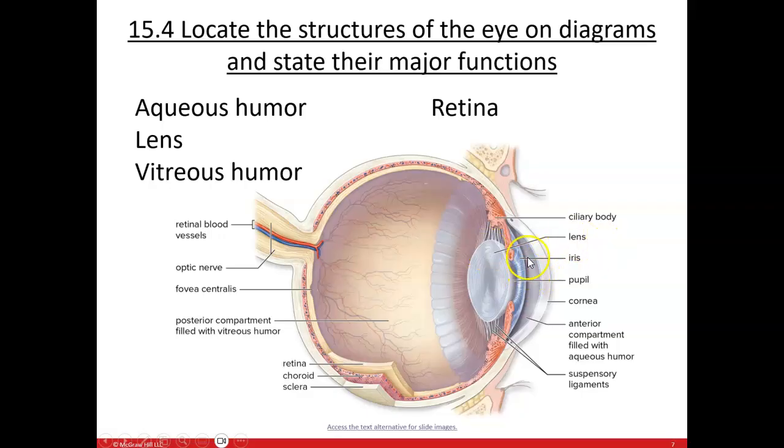So the aqueous humor is the watery fluid in the front of the eye, and that's going to nourish the structures in the front of the eye. The lens is involved in focusing light. It's attached to little muscles that change the shape a little bit to help us focus. And the vitreous humor, the jelly inside the eyeball, gives the eyeball its shape and holds the retina against the choroid. And I'm going to stop right there and start the next video at retina.